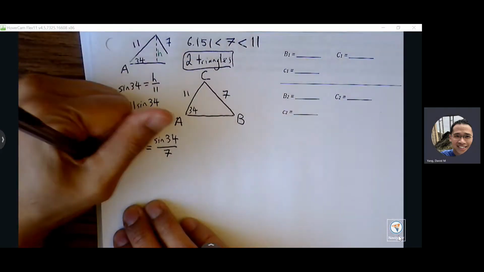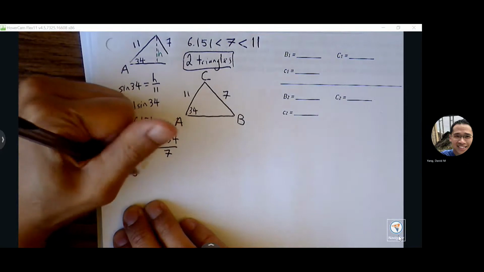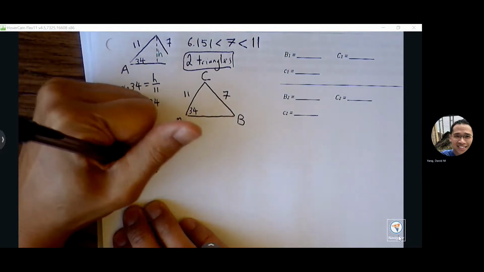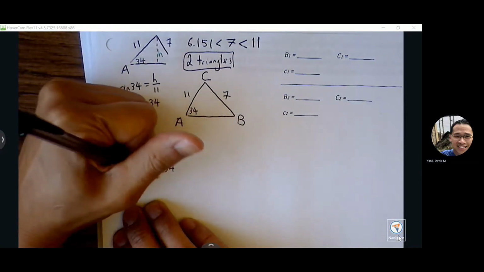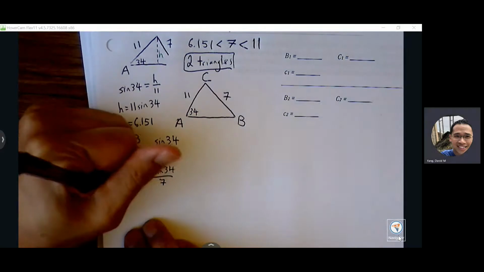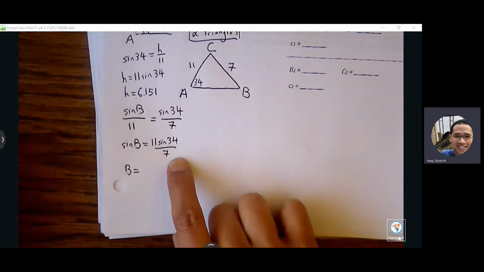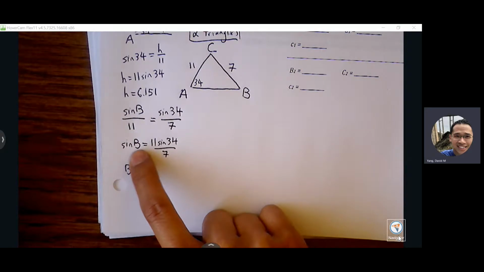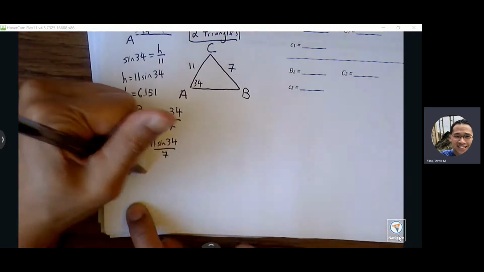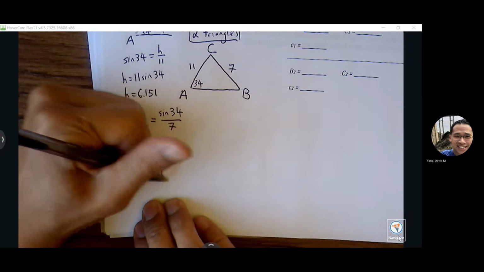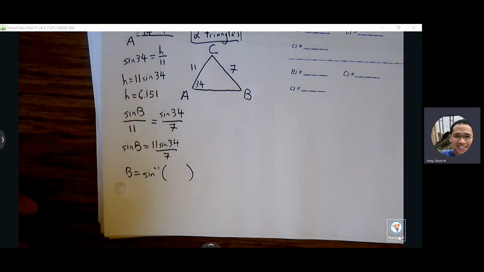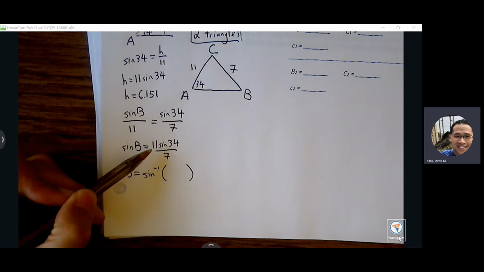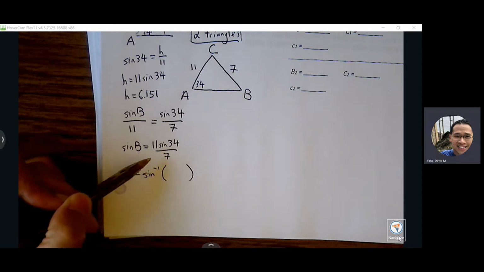Cross multiply. Get that decimal value. Know that anytime you're trying to find an angle, you've got to do inverse. Okay. 11 sine 34 by 7.